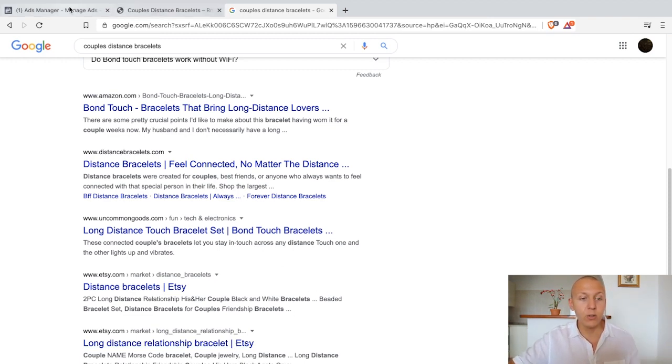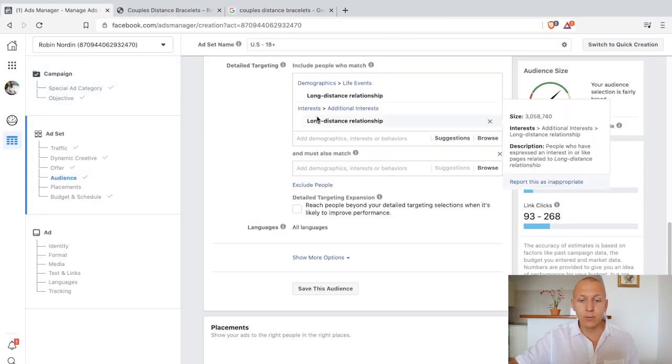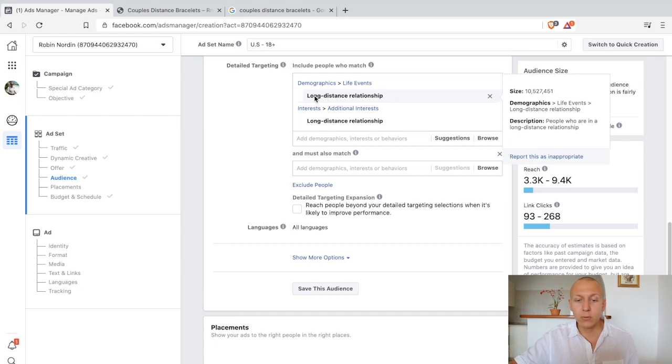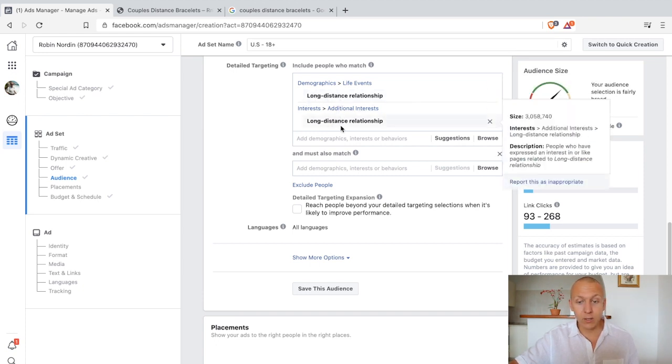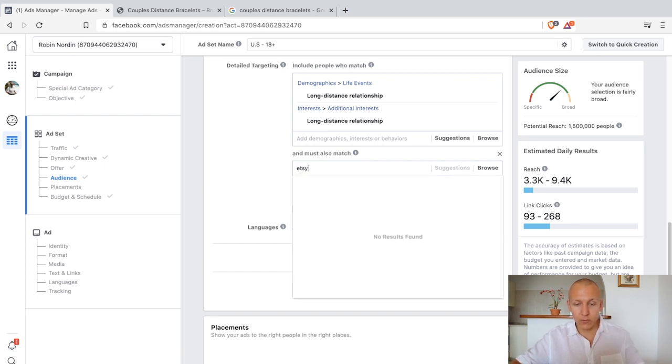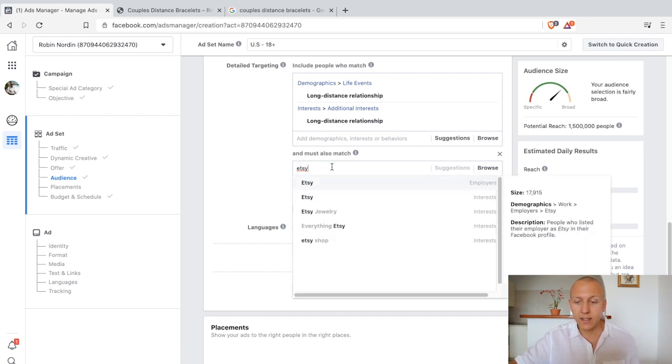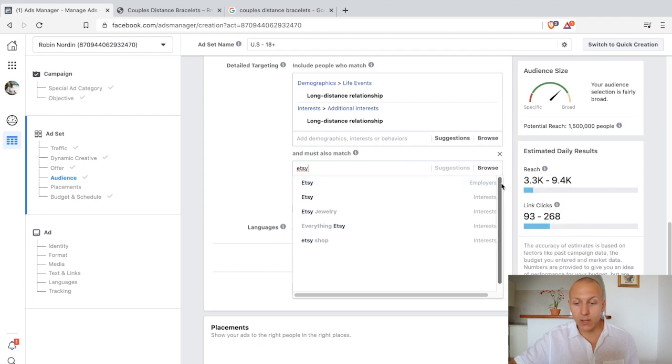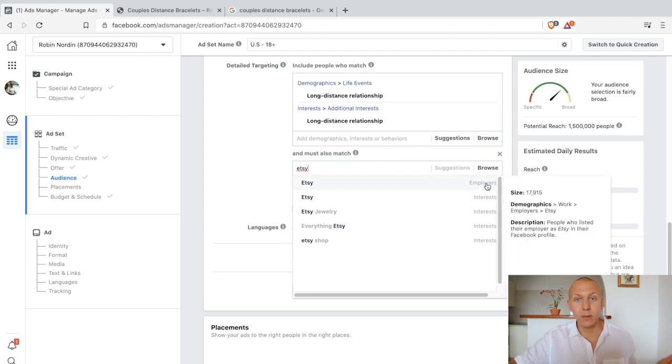So what we could do for our targeting is that we could go with long distance relationships, either being in one or liking one, and must also match. We could search for Etsy, just like this, and we have to make sure we pick the right one. The first one says employers. Those are people employed at Etsy. But down below here is the interest, people who really like the company Etsy.